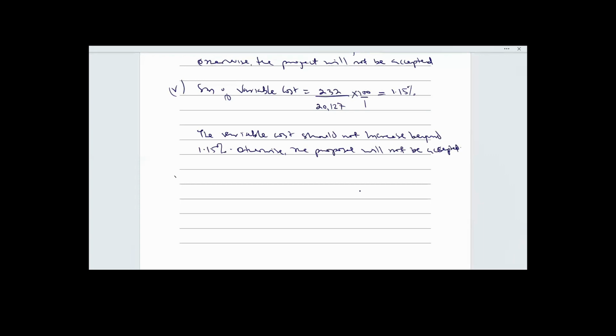Number 6, sensitivity margin of product life. Sensitivity margin of product life is calculated as product life minus break-even points of product life, divided by product life, multiplied by 100 over 1.